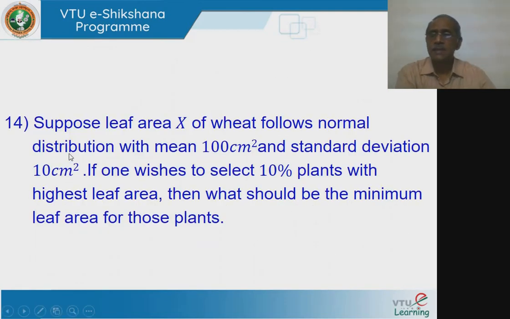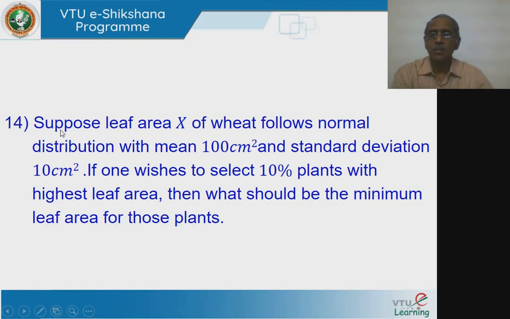Consider the next problem. Suppose leaf area x of wheat follows normal distribution with mean 100 cm square and standard deviation 10 cm square. If one wishes to select 10% plants with highest leaf area, then what should be the minimum leaf area for those plants?